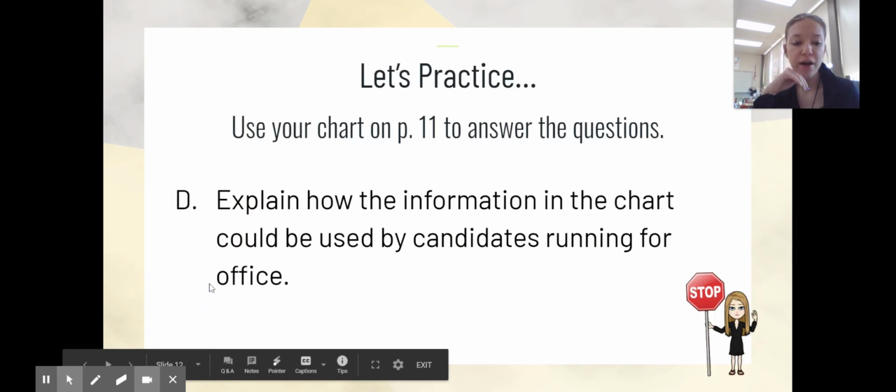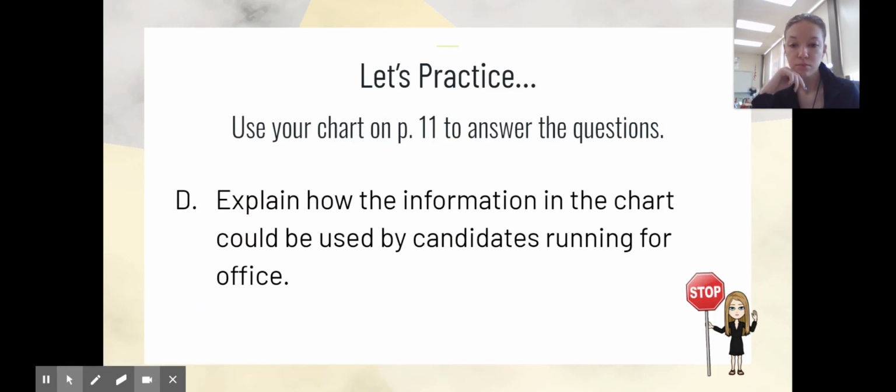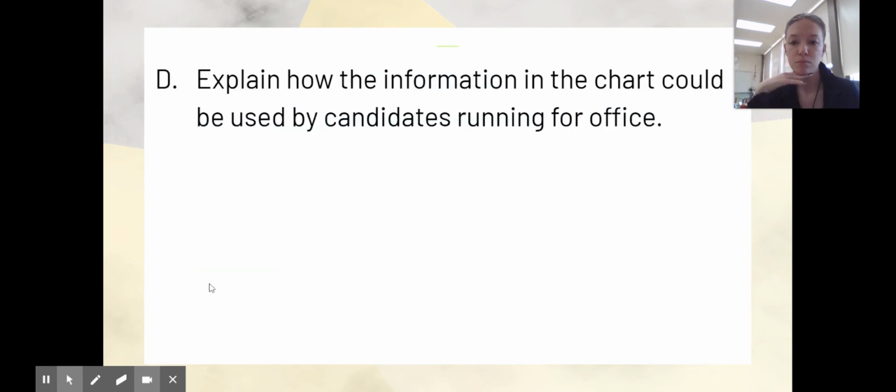And then your final part here is part D. You're going to explain how the information in the chart could be used by candidates running for office. And I want you to try this one, do your best. I know we haven't talked about candidates, but think about if a candidate wants to win an election, how could they use this information to gain more votes or to actually get elected? So do your best, pause the video and answer, and resume when you're ready.